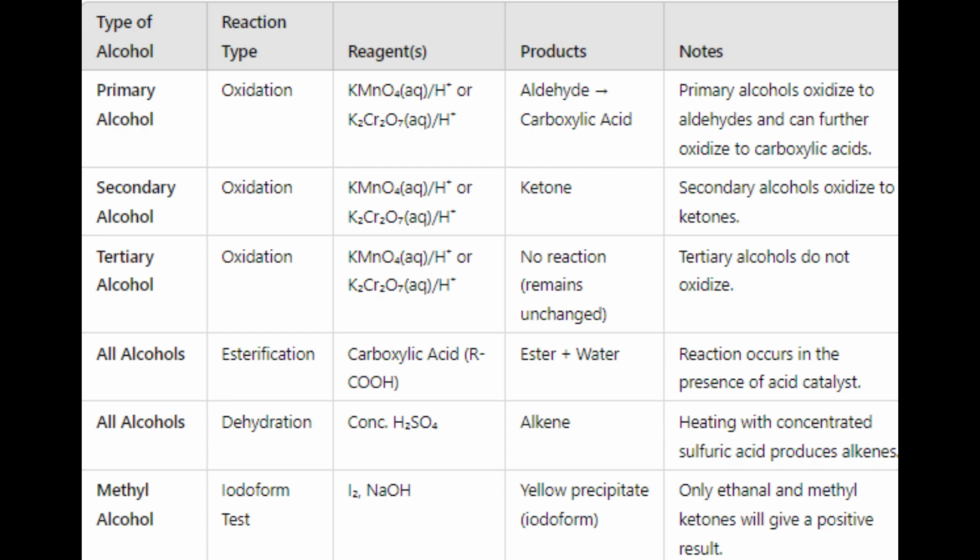In summary, we've discussed the definition of alcohols, their classification into primary, secondary, and tertiary categories, and various reactions they undergo, including oxidation, esterification, dehydration, and the iodoform test. Understanding these reactions is crucial for recognizing the unique properties and applications of alcohols in organic chemistry.